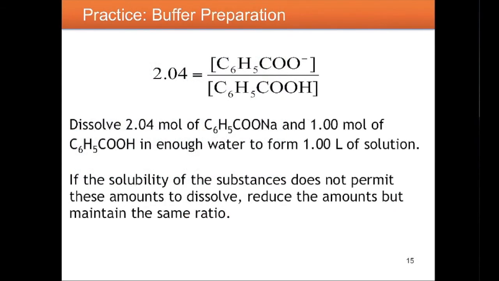So how would we prepare this in the lab? Well, we could dissolve 2.04 moles of sodium benzoate. That will give us the moles of this on the numerator of our fraction, and then 1 mole of benzoic acid, right? So that's going to give us a ratio of 2.04 to 1, and then dissolve that in 1 liter of water. Okay, and that'll give us a buffer that is approximately pH 4.5.